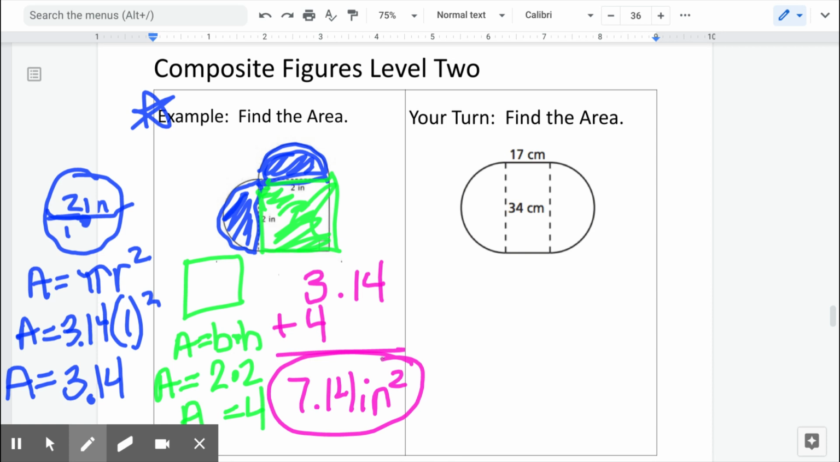I did the exact same thing. I just had to make sure I'm using the correct formulas. So go ahead and you try this your turn right here. We'll pause the video while you work.